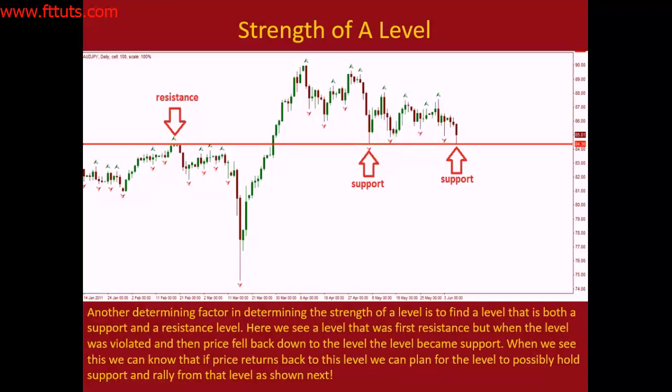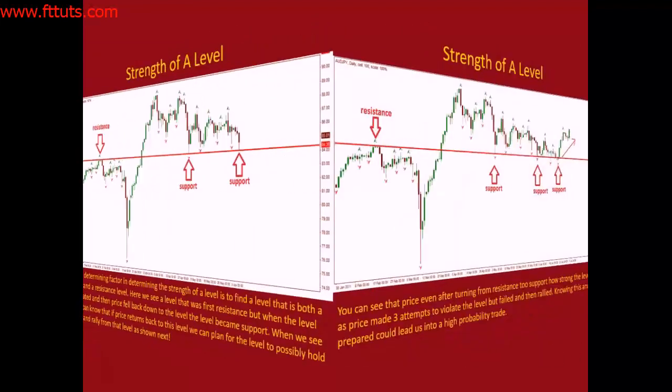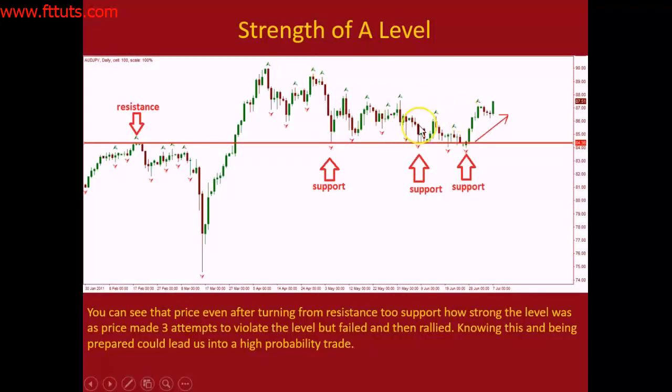So when we see this, we can plan for the level to possibly hold support and rally from that level, as shown in our next slide. You can see that price bounced off this level and took off because it was a strong level, based on being resistance and then support. Knowing this, we could be prepared to define high probability trades, because this level could be strong based on it being resistance and then support again.